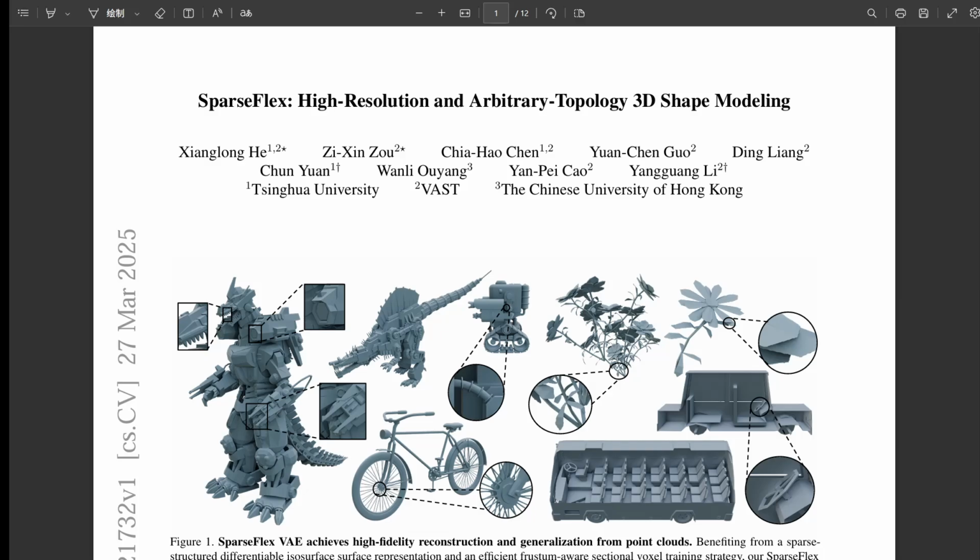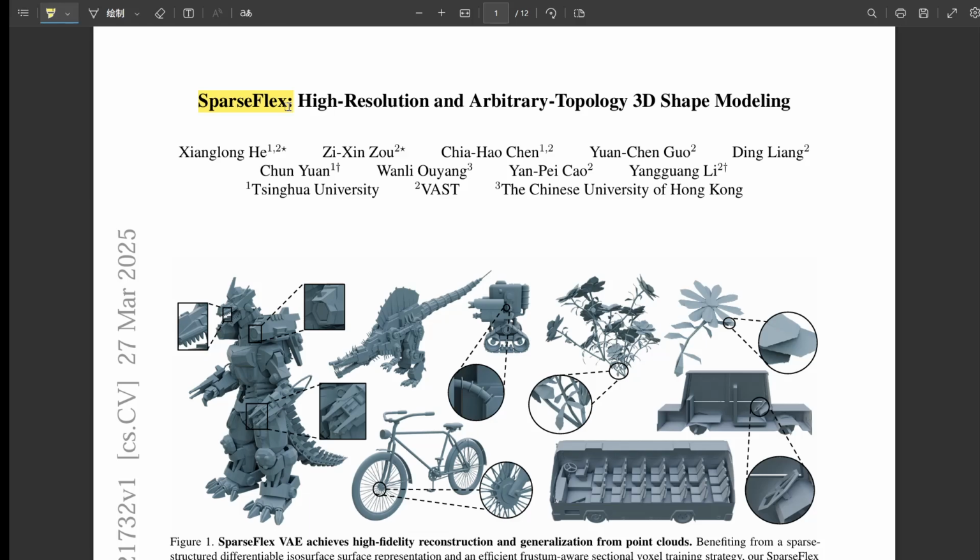If you've ever wondered how we get past those hurdles to get really high fidelity 3D stuff, well, you're in the right place. And it's fascinating because a team of researchers from Tsinghua University, VAST, and the Chinese University of Hong Kong have just put out a paper on a new solution. It's called SparseFlex. SparseFlex. Okay, we've got the paper right here: SparseFlex, high resolution at arbitrary topology 3D shape modeling, plus our own notes pulled together.